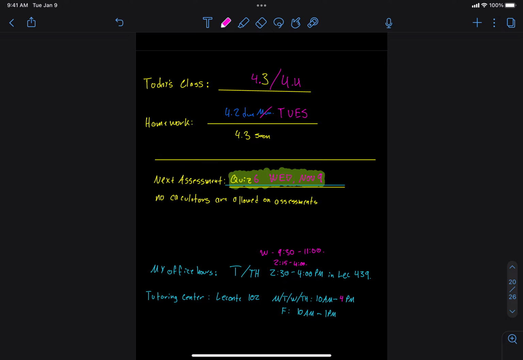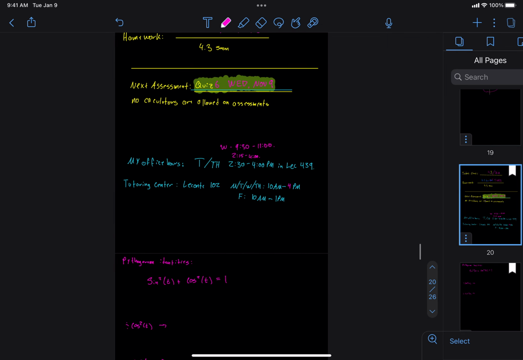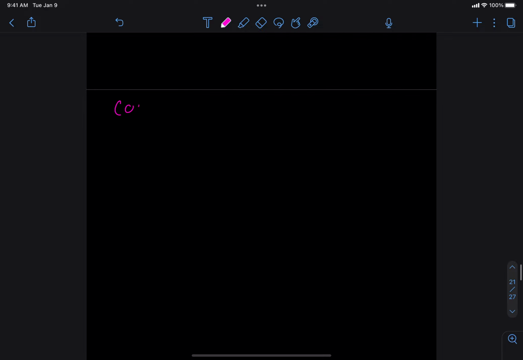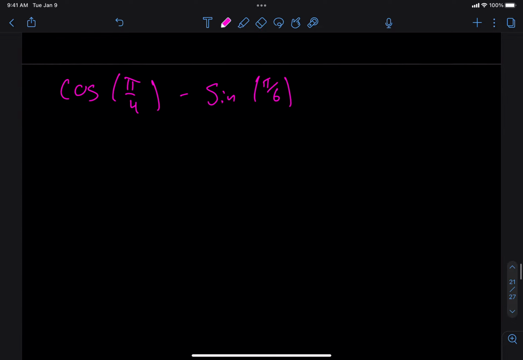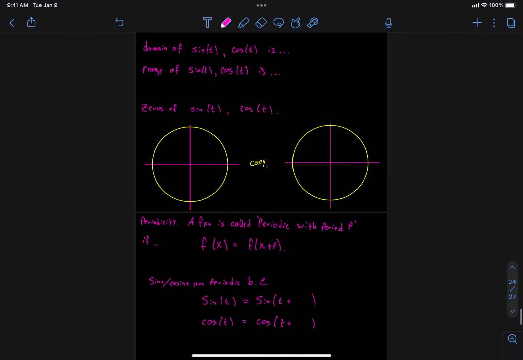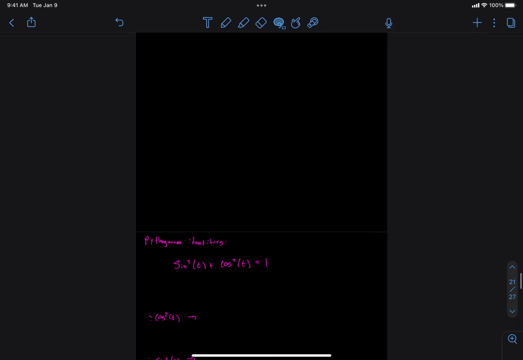We have cosine of pi over 4 minus sine of pi over 6. Let me write it down. So let's start with this one. We're going to use the same process that we have been using, which, let me copy this so that we have a unit circle. Copied, that'll be useful.